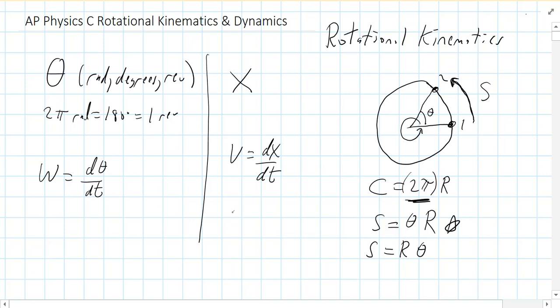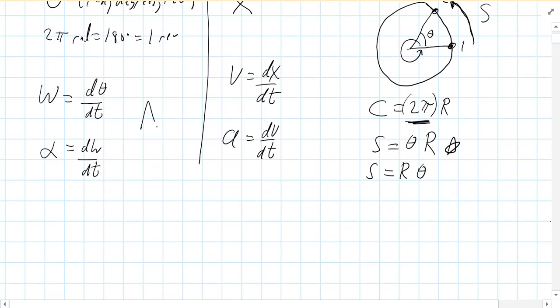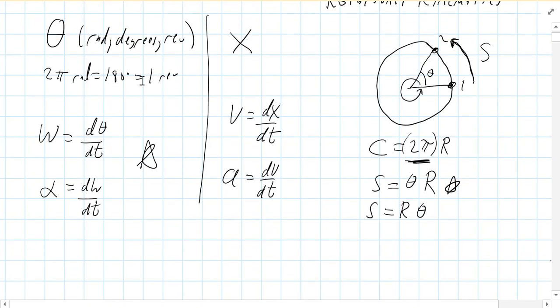Also in a linear system, we have acceleration, which is dv/dt. In an angular system, you have alpha, which is d omega/dt. Okay, so that's the analogy. So these mean you're spinning. That's the rate at which you're spinning and the rate at which your spinning rate is changing.